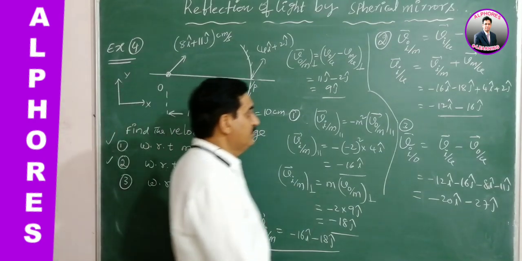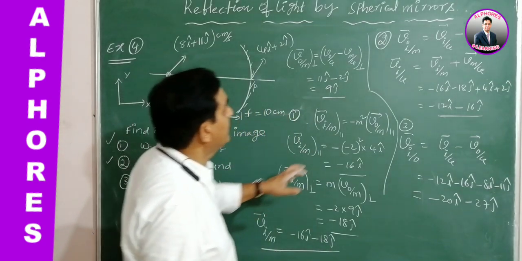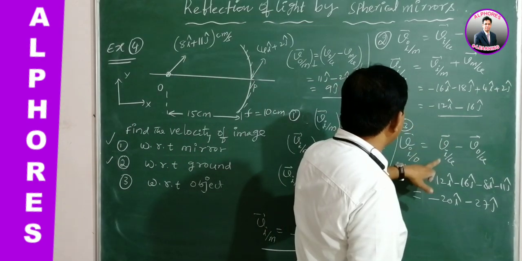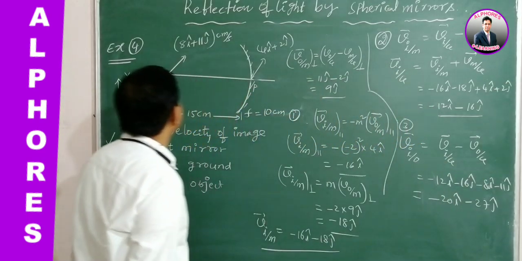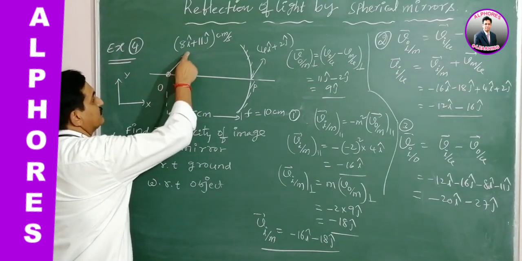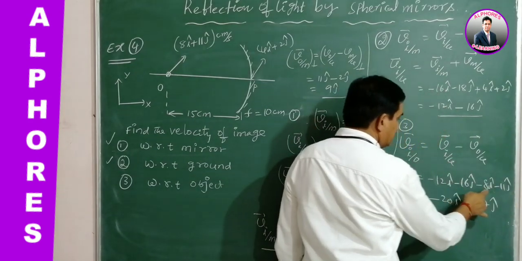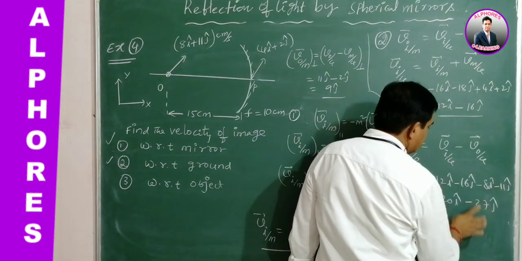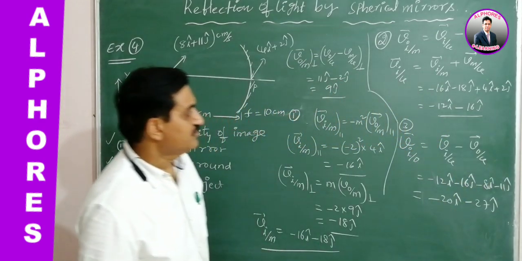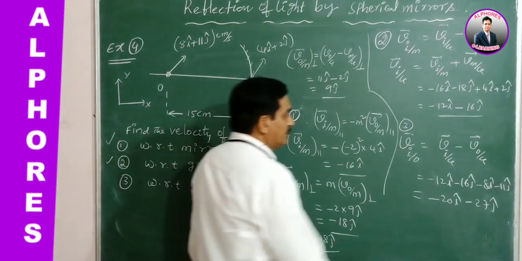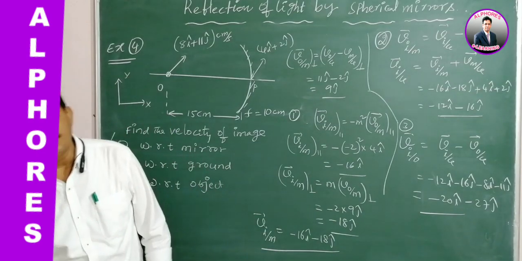And third question, image with respect to object: image with ground minus object with ground. Image with ground value is here, minus 12i minus 16j. Object with ground is 8i plus 11j. So straight away substitute here, minus 8i minus 11j. So this is 20, and remaining this one is how much? 16 plus 11, how much? 27j. So this is the way to solve the problems. Okay. Now let us move on.